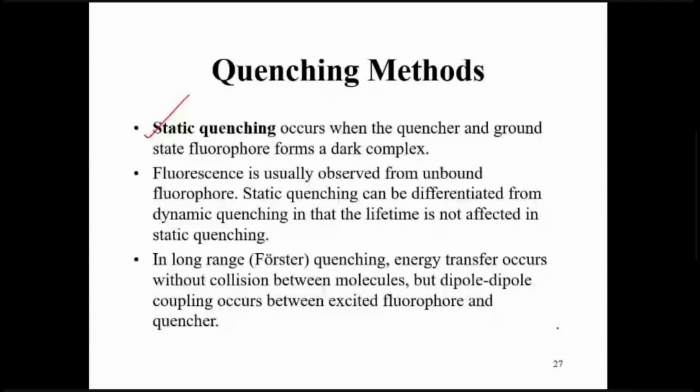Static quenching occurs when the quencher and the ground state fluorophore form a dark complex. Basically, a quencher gets associated with the fluorophore of the compound. When it is associated with the fluorophore compound, no photon is emitted from that complex. The energy is absorbed or distributed throughout that complex. Fluorescence is usually observed from unbound fluorophore. The fluorophore should be free, and only then is fluorescence observed.